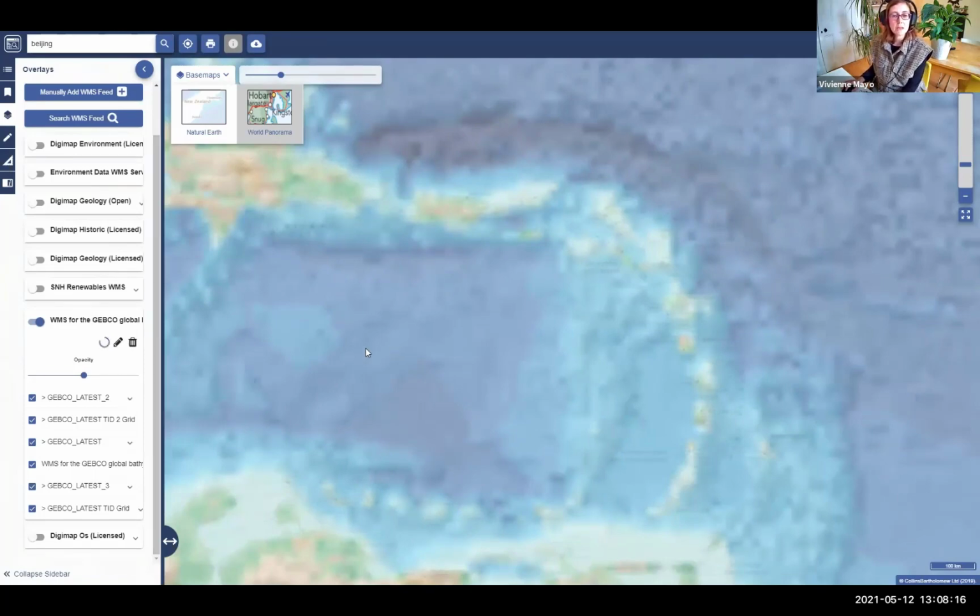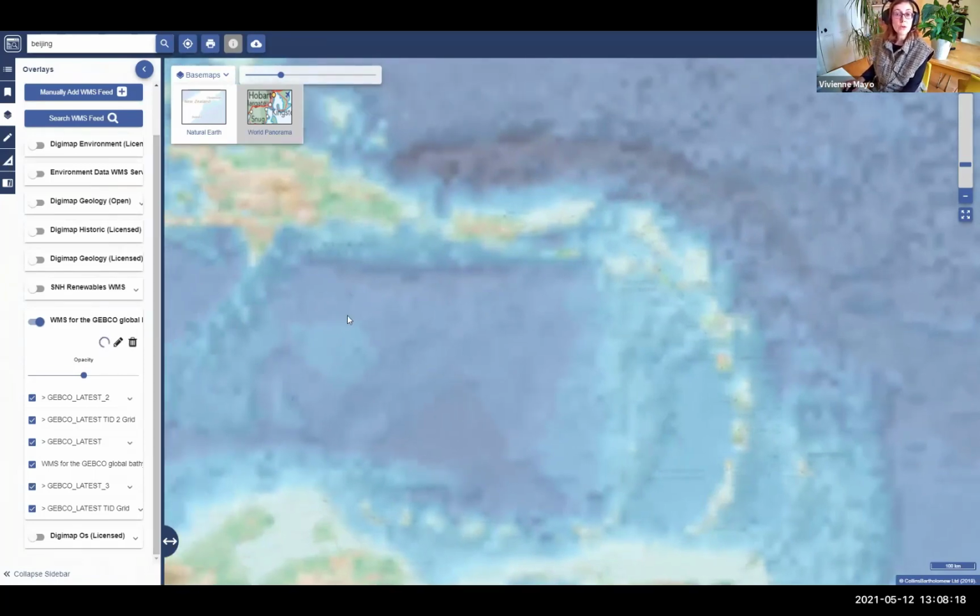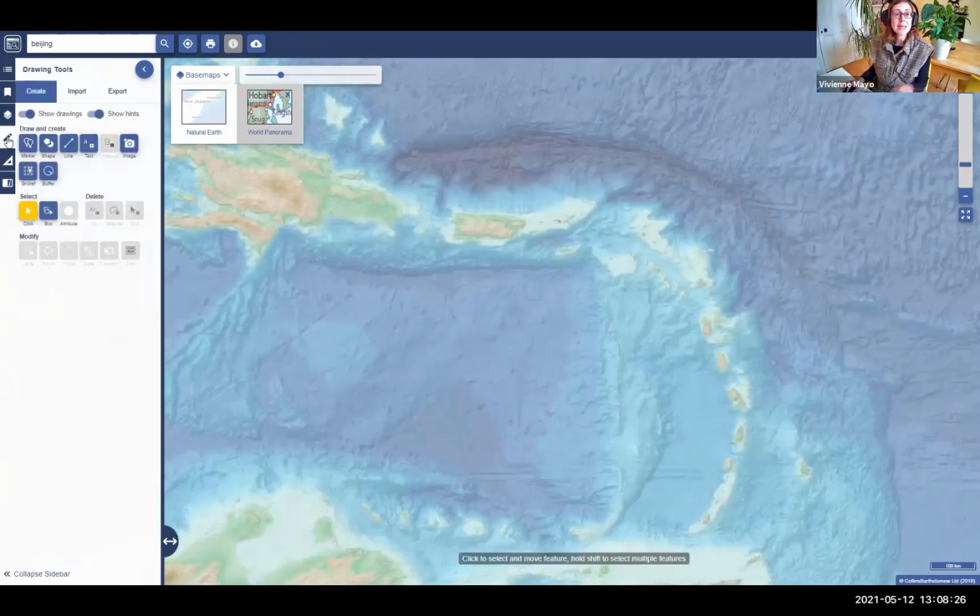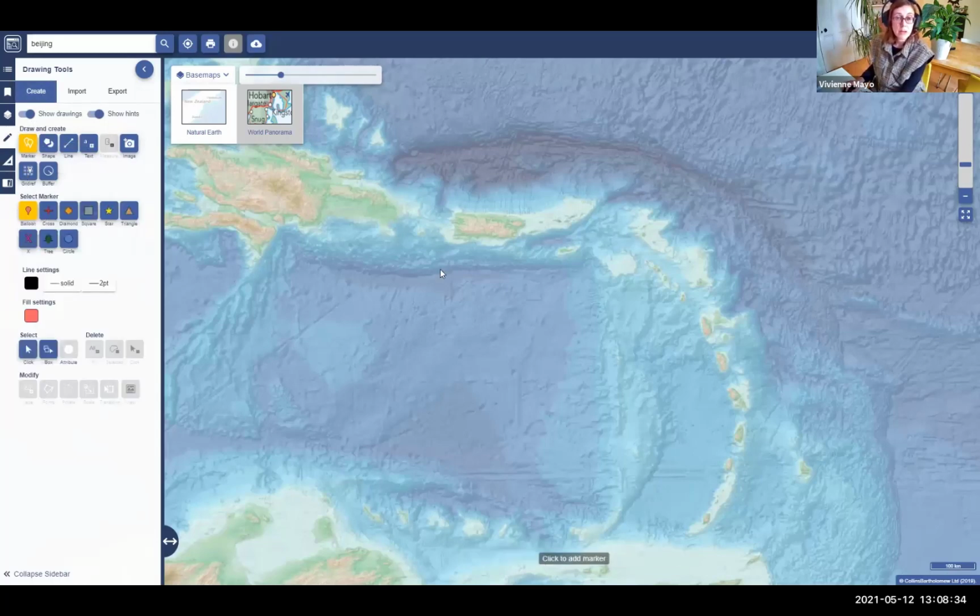Again, it's taking a little while to load, so I'll move on from that. But that gives you the principle that you can bring in web map services from other providers. And there's one other way to bring your own data in. Within the drawing tool menu on the left, you can create drawings. If you want to add markers, polygons, lines, and so on, that's available there.